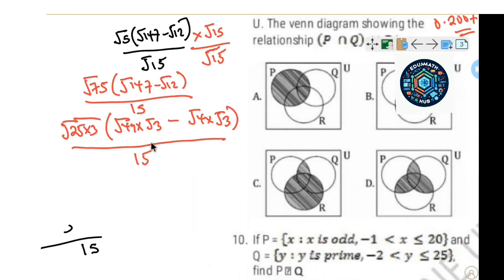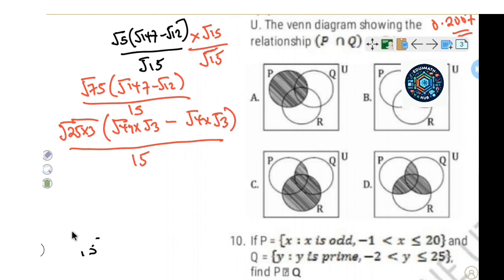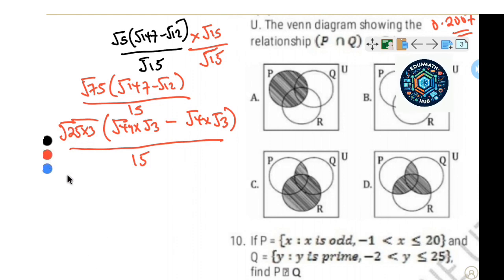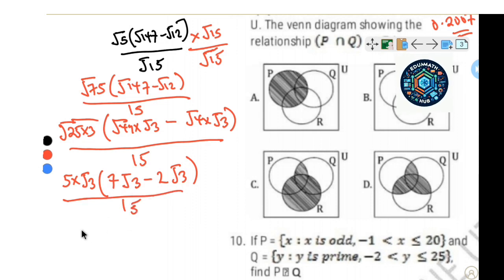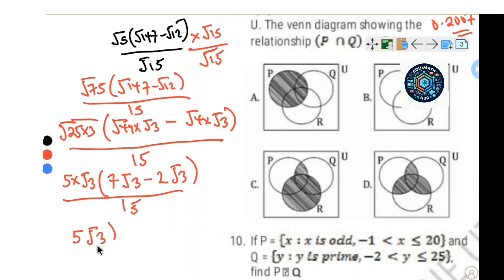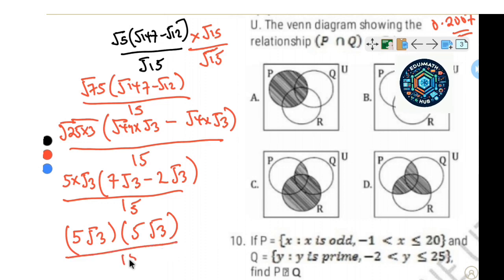If you continue like that, square root of 25 is 5, times root 3. Square root of 49 is 7, times root 3, that will give you 7 root 3, minus square root of 4 is 2, 2 times root 3 will give you 2 root 3. Then divided by 15. So 7 root 3 minus 2 root 3 will give you 5 root 3. So you have 5 root 3 outside, multiplied by another 5 root 3 inside. Then you are dividing by 15.